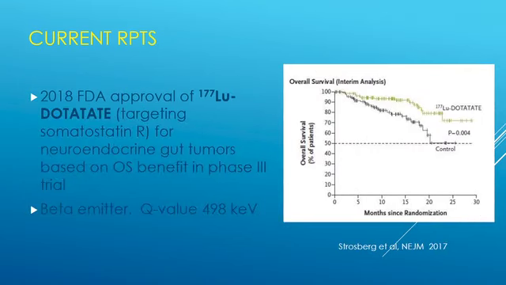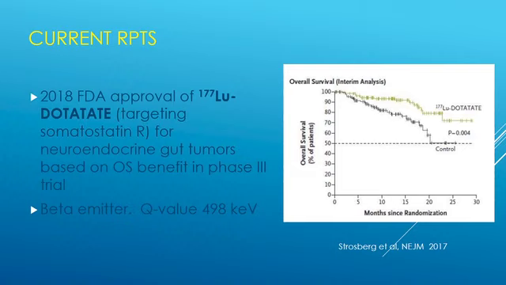Another one that's more recent, although it's been used in Europe for 10 or 15 years, recently approved in the United States, is lutetium dotatate, something you've probably heard a lot. Lutathera goes by the name of. It's targeting somatostatin receptors for neuroendocrine tumors, and here you can see the overall survival benefit. This is a beta emitter. The energy is lower, so the energy for the alphas was 5 MeV. Here the Q value of the beta emitter is about 500 keV.